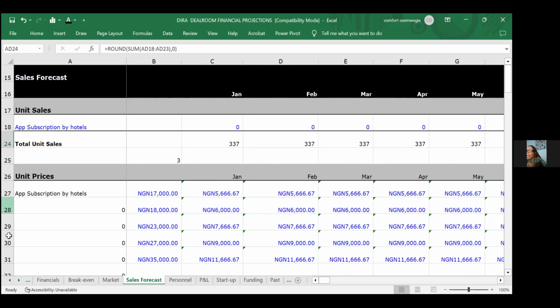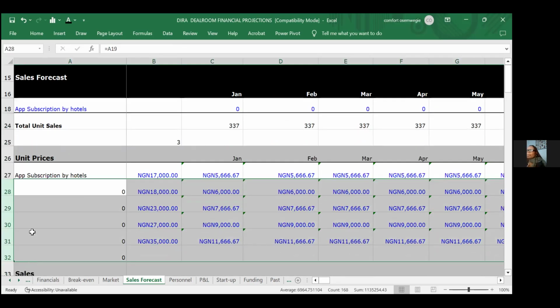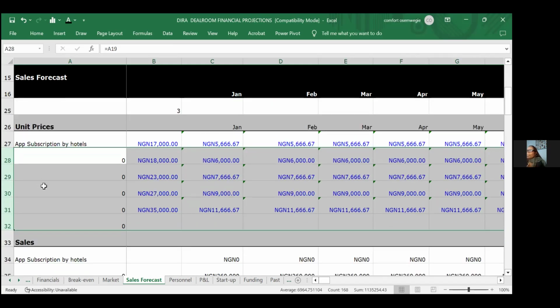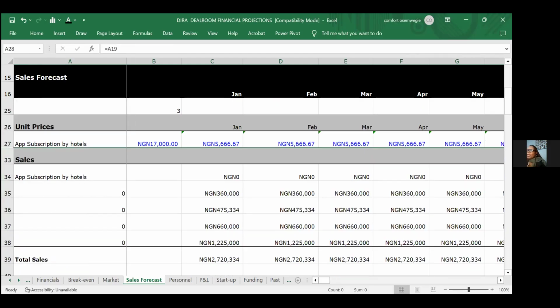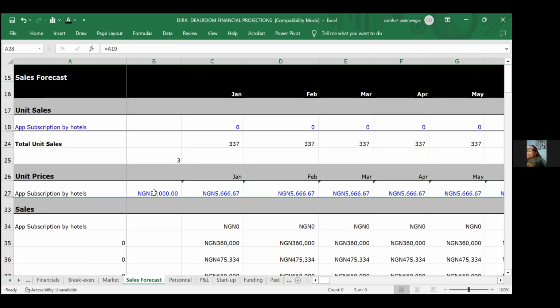Okay, so we are going to hide this one too, but we don't need that detail for now. So they are going to be paying a unit price. They are paying 5,000 naira per month. How much are they paying per month? 5,000 naira per month.